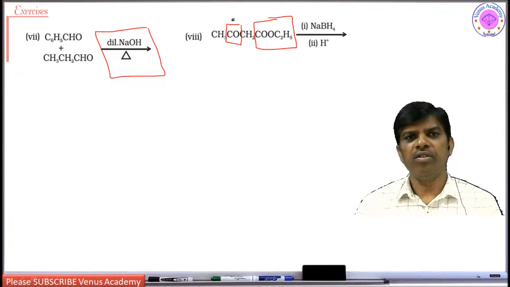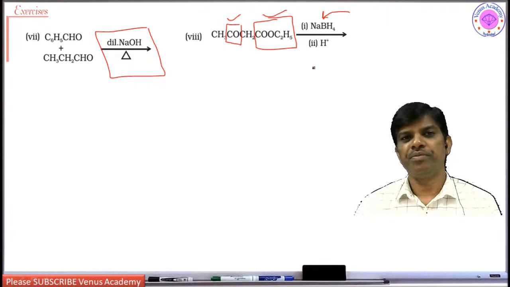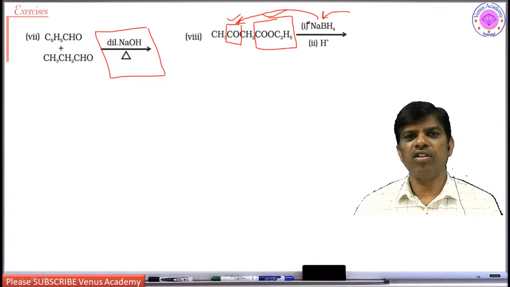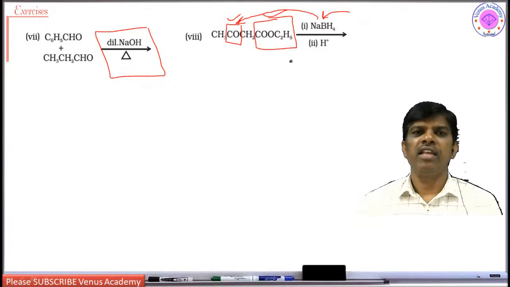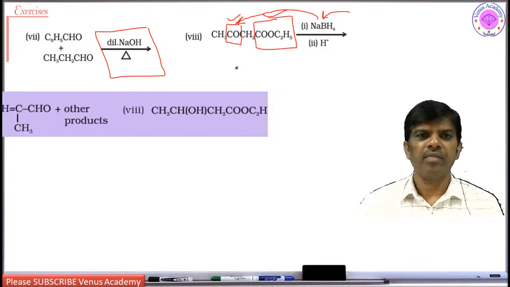So there is a ketone group and an ester group. When I use sodium borohydride, which group is going to be reduced? Sodium borohydride chemoselectively reduces carbonyl compounds to alcohols. This ester is not going to be reduced by sodium borohydride. If I use LiAlH4, it is going to reduce both. So that is why they have given a specific reagent.